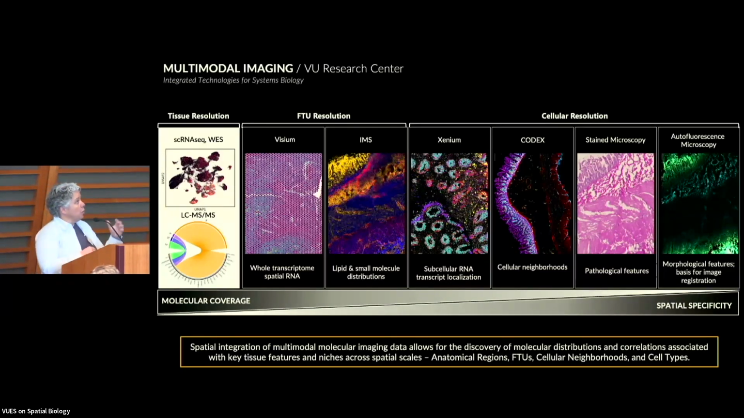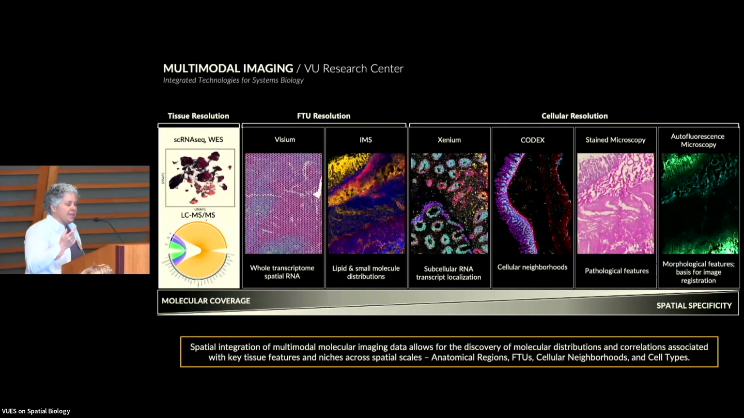We also have some more targeted methods, including Xenium and Codex for spatial transcriptomics, as well as spatial proteomics, where we can get to cellular or even subcellular resolution. But the trade-off there is that we're obviously not sampling nearly as many analytes, so the molecular coverage is not quite as robust. And then rounding out our pipeline, we have some very standard, straightforward microscopy techniques, including histological stains so that we can pathologically assess our samples.